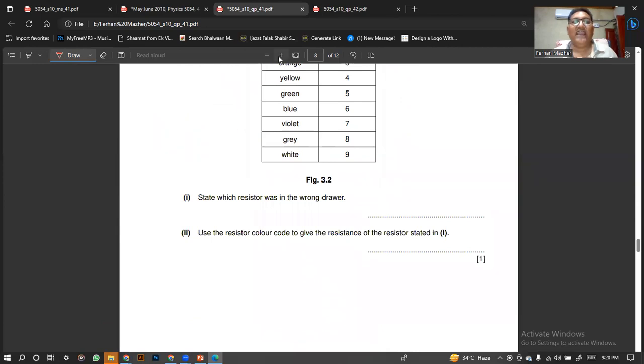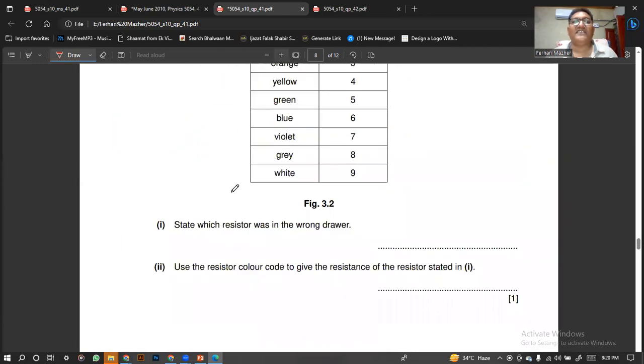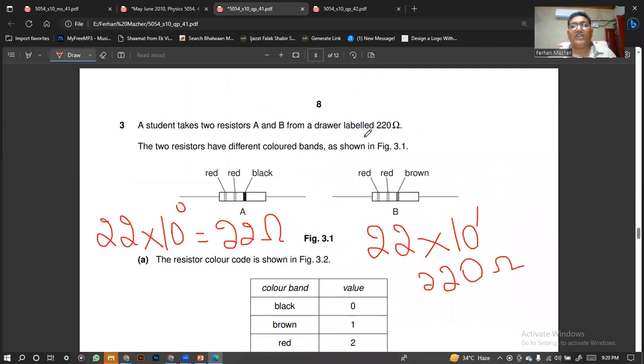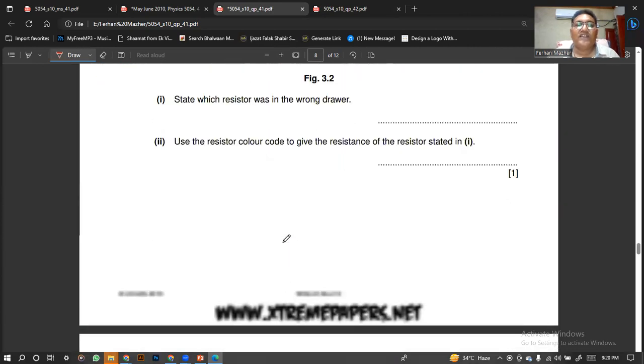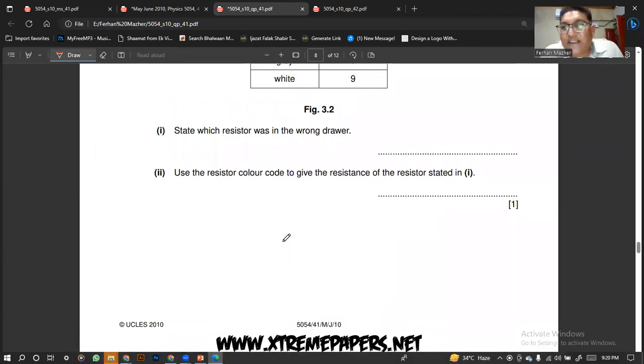Okay, this is state which resistor was in the wrong drawer. So he wrote on the drawer 220 ohm. The resistor A, its resistance is 22 ohm. And the resistor B, its resistance is 220 ohm. So the A is in the wrong drawer. This one is in the right drawer. Okay. So they say state which resistor was in the wrong drawer. That is the resistor A. And use the resistor color code to give the resistance of the resistor stated in the first part.